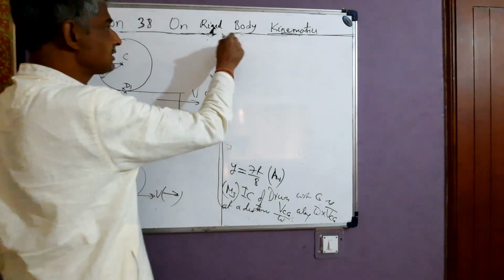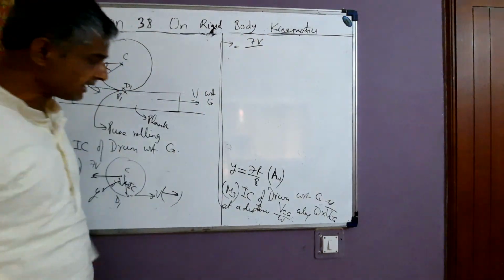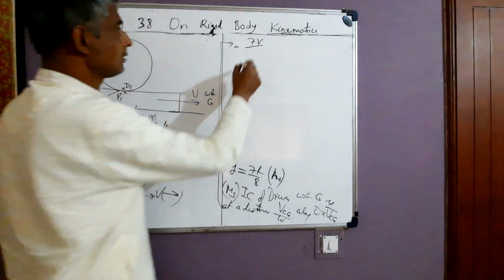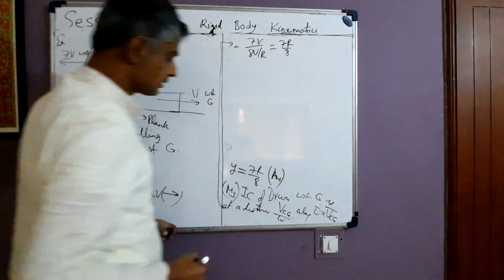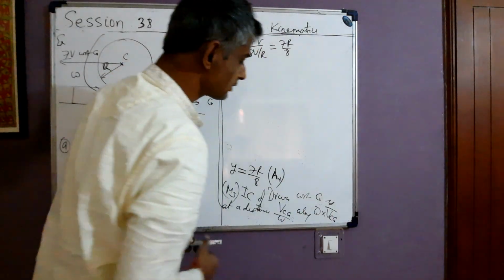So VCG is how much? VCG is 7v left. And omega is how much? Omega was 8v by r, as we determined just now. That becomes 7r by 8, 7r by 8 distance away from C. But in which direction? Along direction of omega cross VCG.